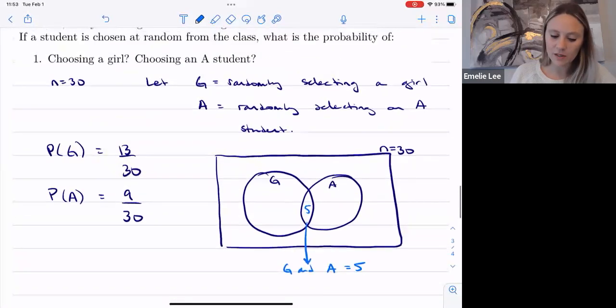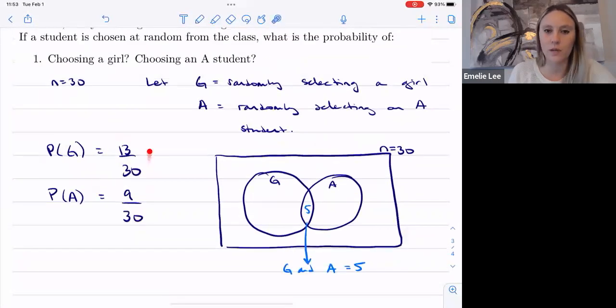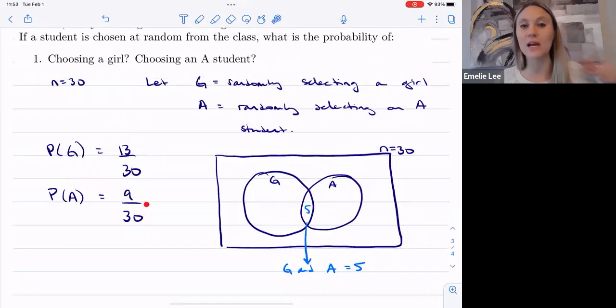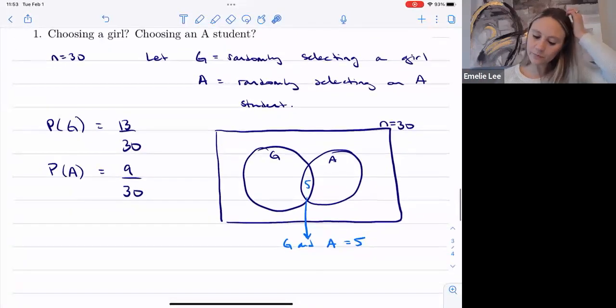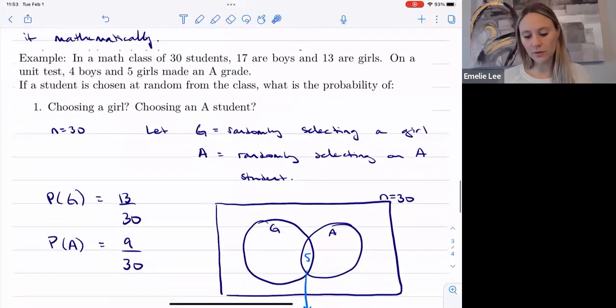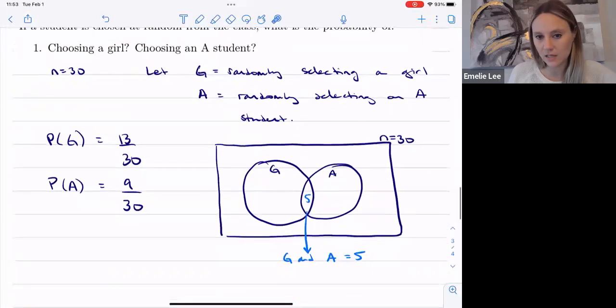But notice that we have answered the question already. So if you're comfortable with just answering the question, that's great. I'm happy with that. I just want to give you another tool that you can use. So we know that there are 13 girls total, which means that the G circle has to have a total of 13, right? But I've already used 5 of them for the A students, so 13 minus 5 is 8.